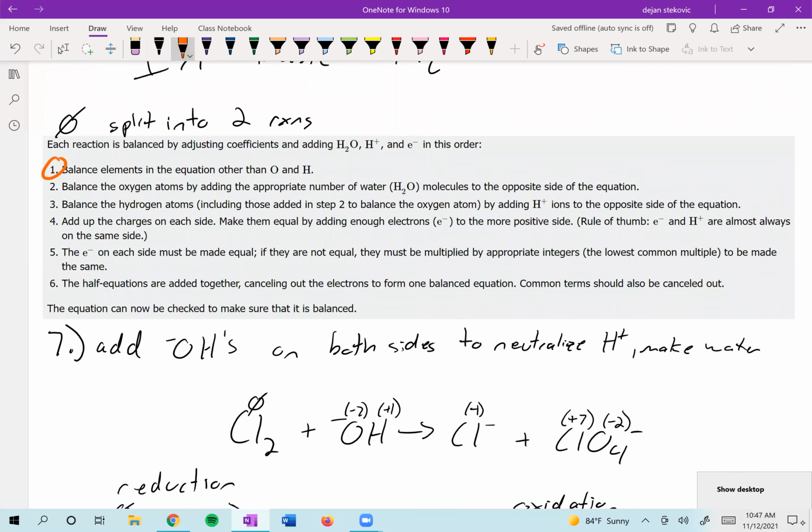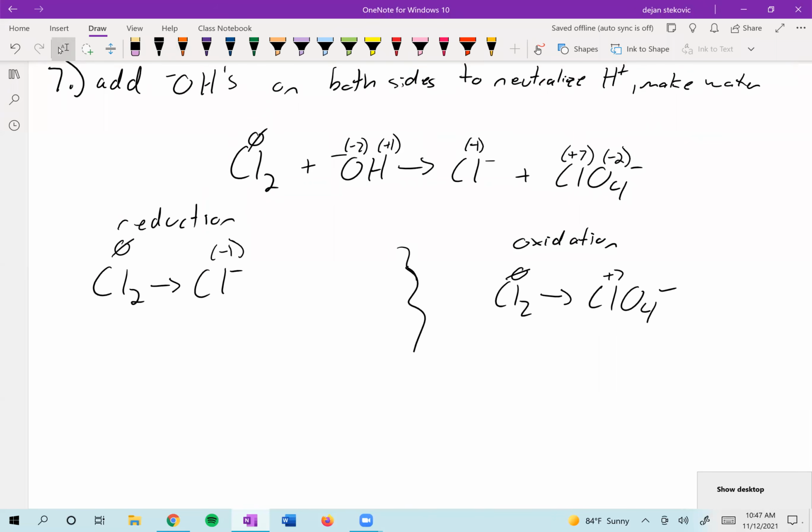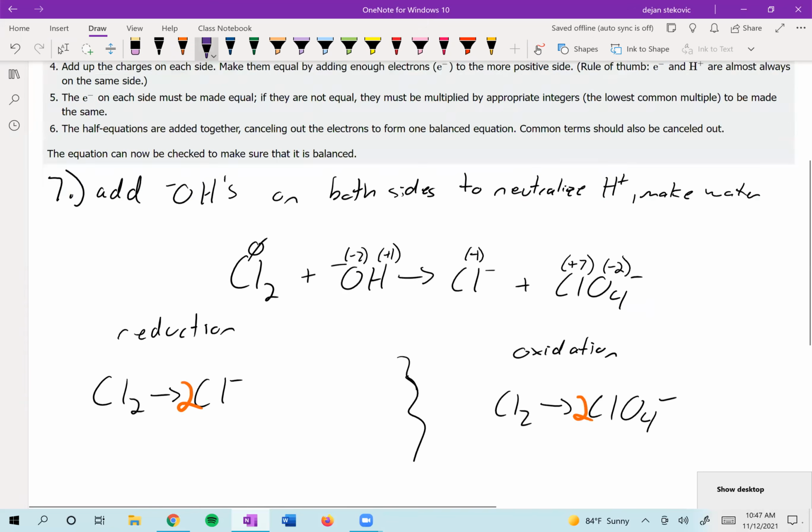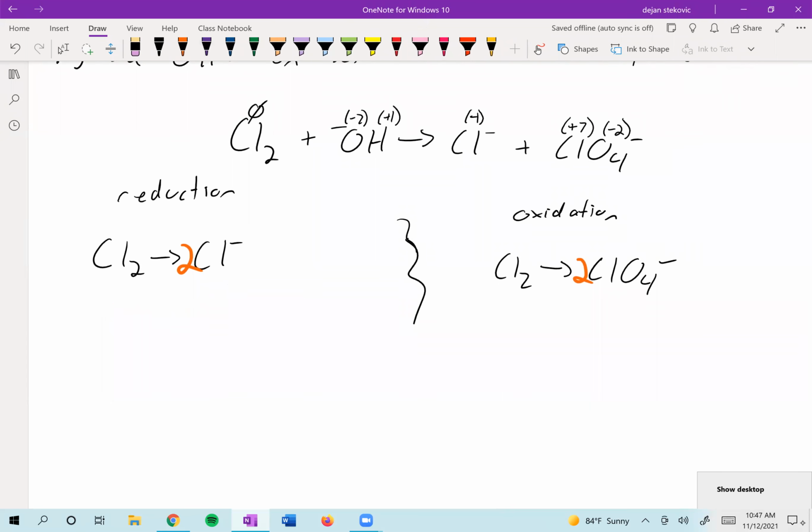Balance elements in the equation other than oxygen and hydrogens. So in this case, we have 2 chlorines on this side, so we need to put a 2 here. And then same thing, we have 2 on this side, so we need to put a 2 here. Then we want to balance the oxygens by adding the appropriate number of waters. We don't have any oxygens here, so we're good there. We have 4 oxygens on this side, so to balance that out, we need to add 4 waters. Actually, we have 8 oxygens, right? 2 times 4, don't forget about that too. So we need to balance that out with 8 waters.